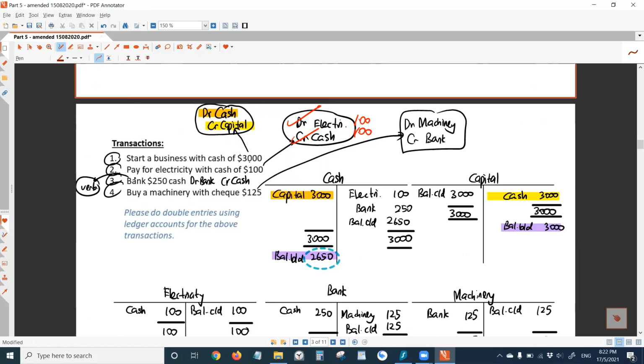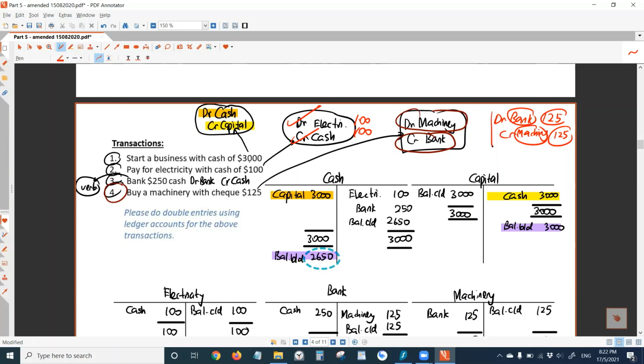Say for this transaction 4, instead of debiting machinery and crediting bank, you make it the other way around. Okay, that means you have made some error. You go and debit bank and credit machinery. This is wrong, right? These entries are wrong because you should not debit bank, you should not credit machinery. But you have used the correct amount, 125, for both the debit and credit entries.